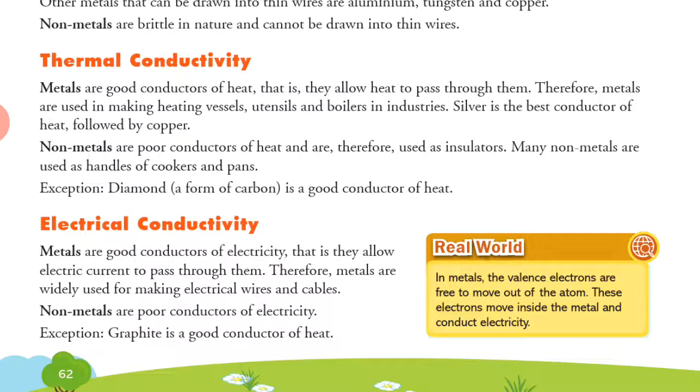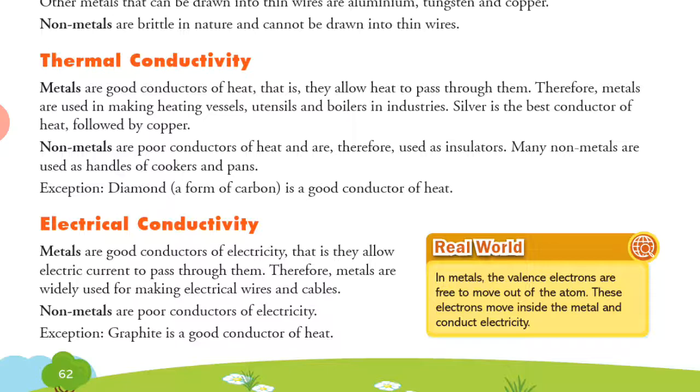Got it? Non-metals are poor conductors of heat, therefore they are used as insulators. Many non-metals are used in handles of cookers and pans. Okay. Diamond, a form of carbon, is a good conductor of heat. Next criteria is electrical conductivity.